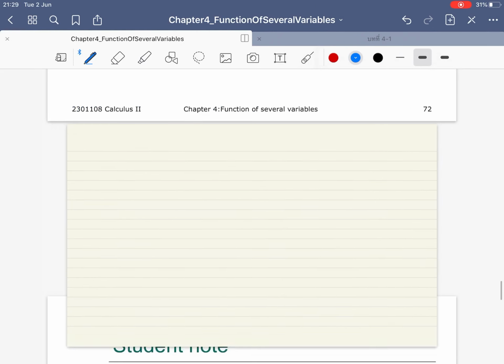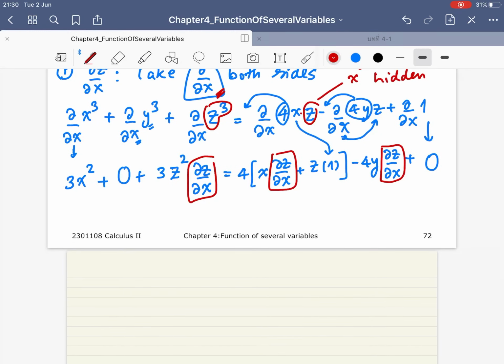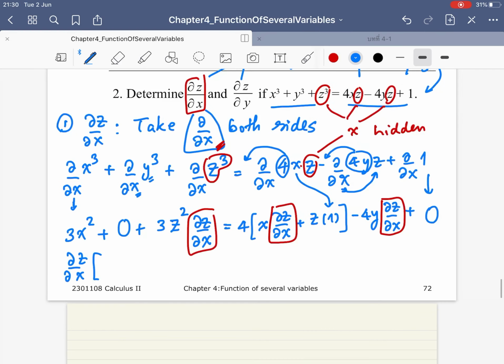So what is it that you guys need? You need to find dz by dx, right? So it's right here, one of them. It's right there, another one of them, and it's right over there. Okay, so you've got 3 terms that depend on your dz by dx. So you just combine them together.